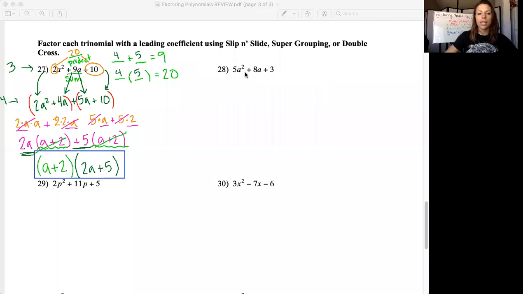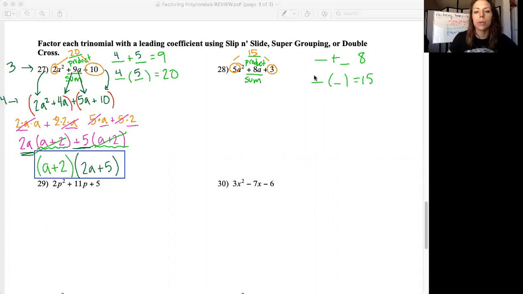All right, let's try it on example 2 here, number 28. So again, first step is we're going to multiply the coefficients of the first and the last term. 5 times 3 is 15. The middle term is always your sum. So now we get to play the P's and Q's game. What two numbers have a sum of 8 and a product of 15? So what two numbers add up to 8 and have a product of 15?